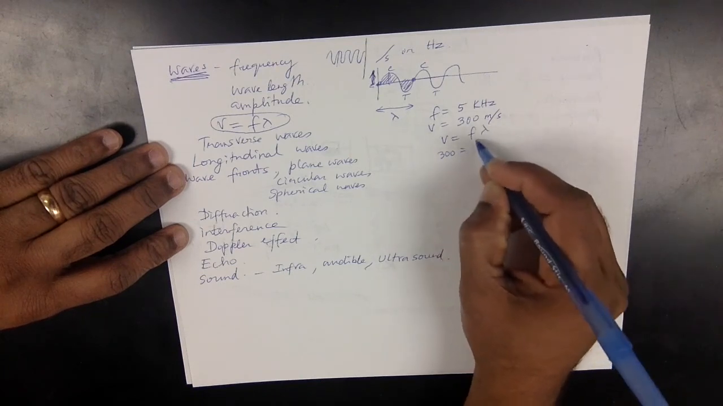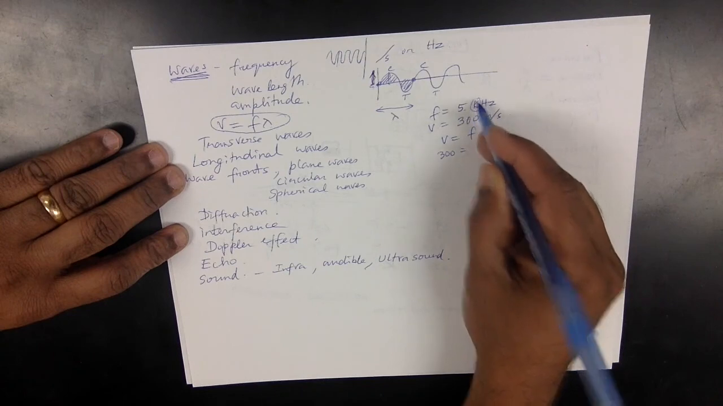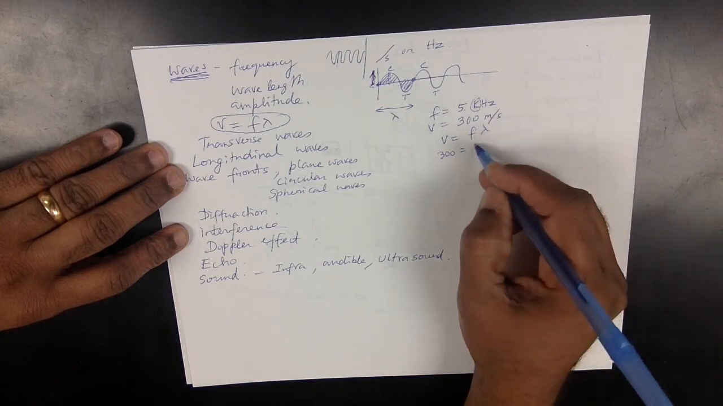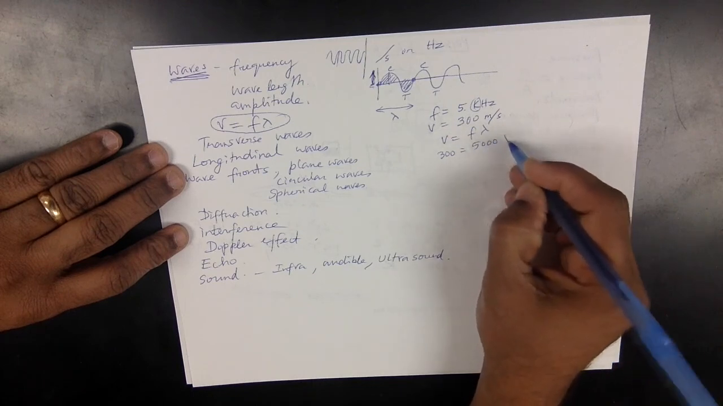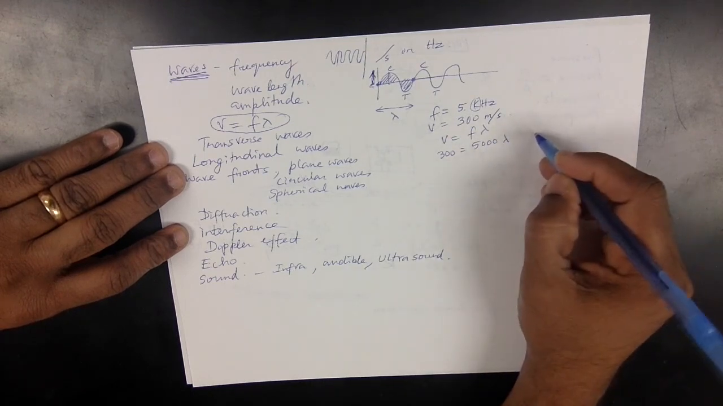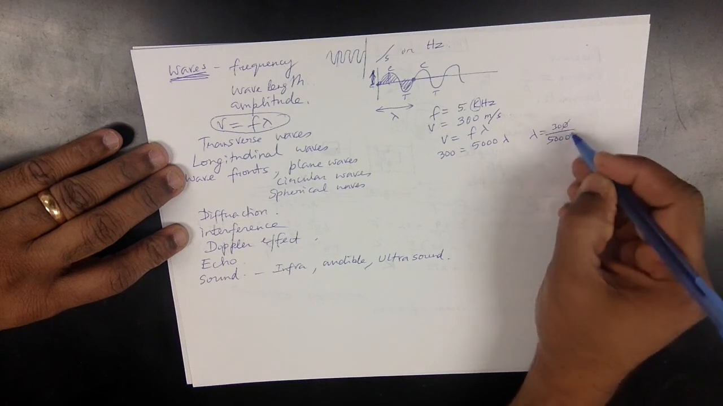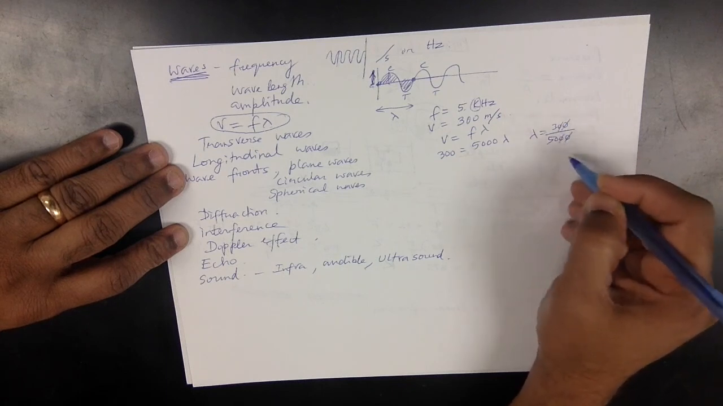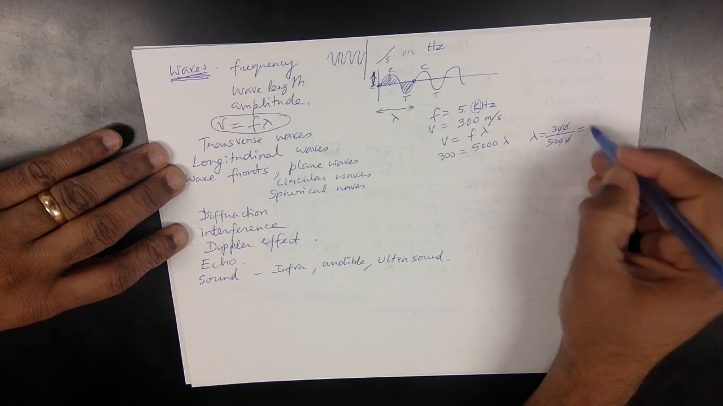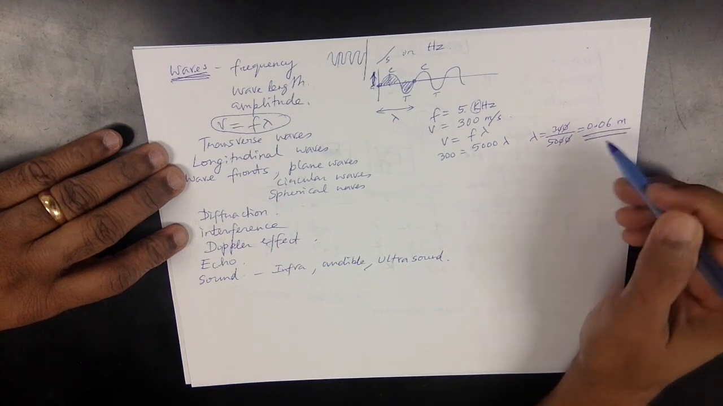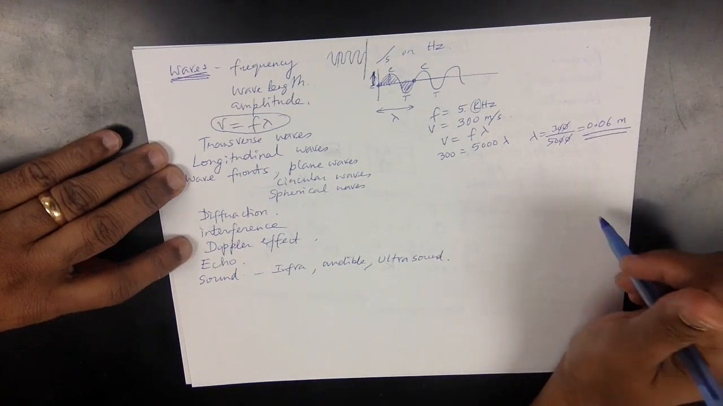300 is equal to 5 kilohertz. Kilo is 1,000. Mega will be a million. So 5,000 hertz times lambda. So to get lambda, what you do is you divide by 5,000. So lambda is 300 over 5,000, and that will be 3/50, which is 0.06 meters. So that's the wavelength. So that's how we calculate it. All right.